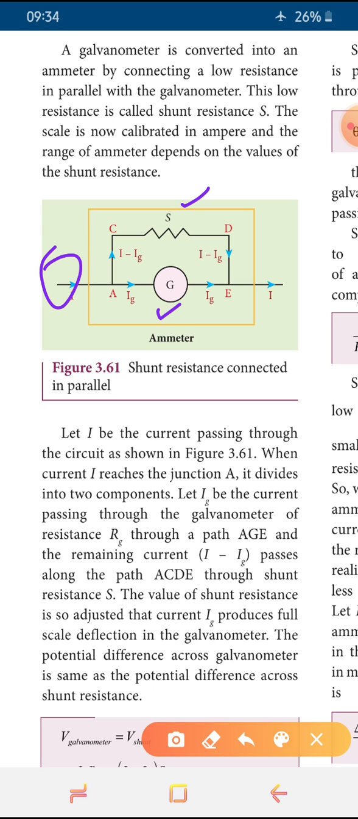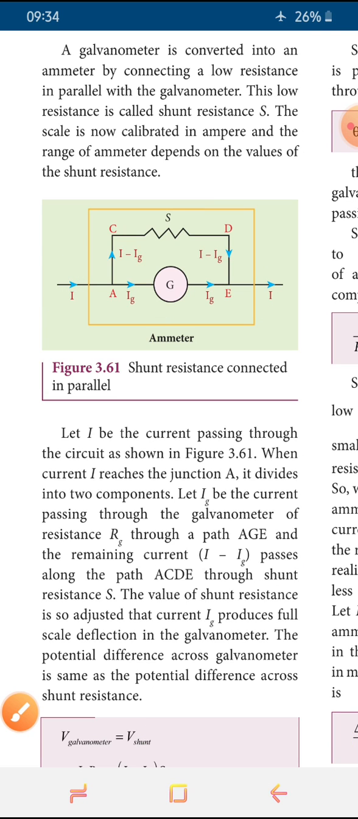When this I reaches the point A, it splits as Ig and I minus Ig. Ig travels towards G, and I minus Ig travels towards C. Then it passes S, then D, then reaches E. After E, Ig and I minus Ig combine together and once again form the same current I. The path of I minus Ig is ACDE, and the path of Ig is AE.